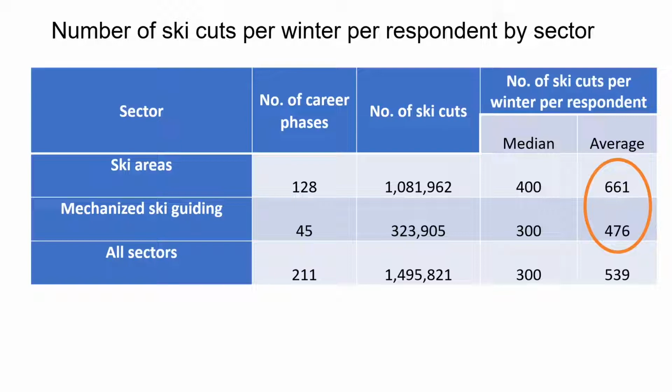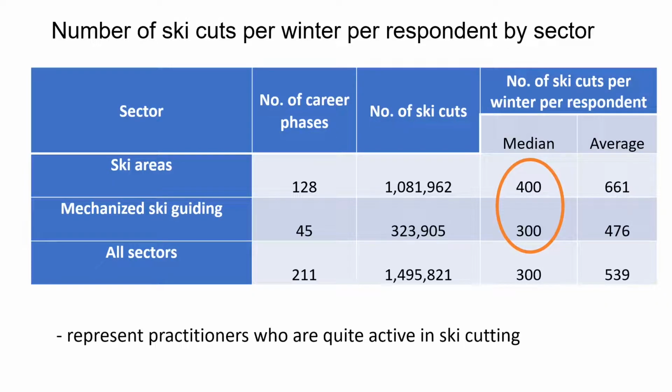And since the averages are influenced by extreme values, here are the medians for ski area practitioners and mechanized ski guides. The medians are round numbers because the respondents estimated the number of ski cuts per winter. However, the wording in the survey discouraged practitioners who did limited ski cutting, so these numbers better represent practitioners who are quite active in ski cutting. I'll refer back to this table in a few slides.